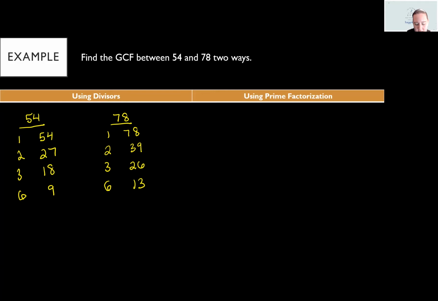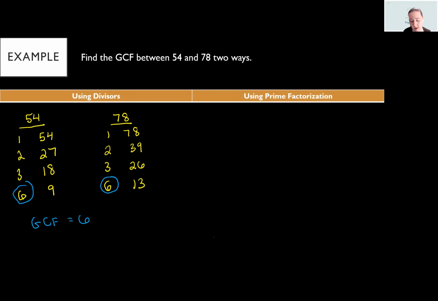So you kind of have to sit there on your calculator writing down and keep trying division until you've got all of your numbers, and then you're looking for the biggest one that they have in common, which once again looks like it's going to be 6. It's the biggest number that they have in common on the lists here. So our GCF here is also going to be 6.